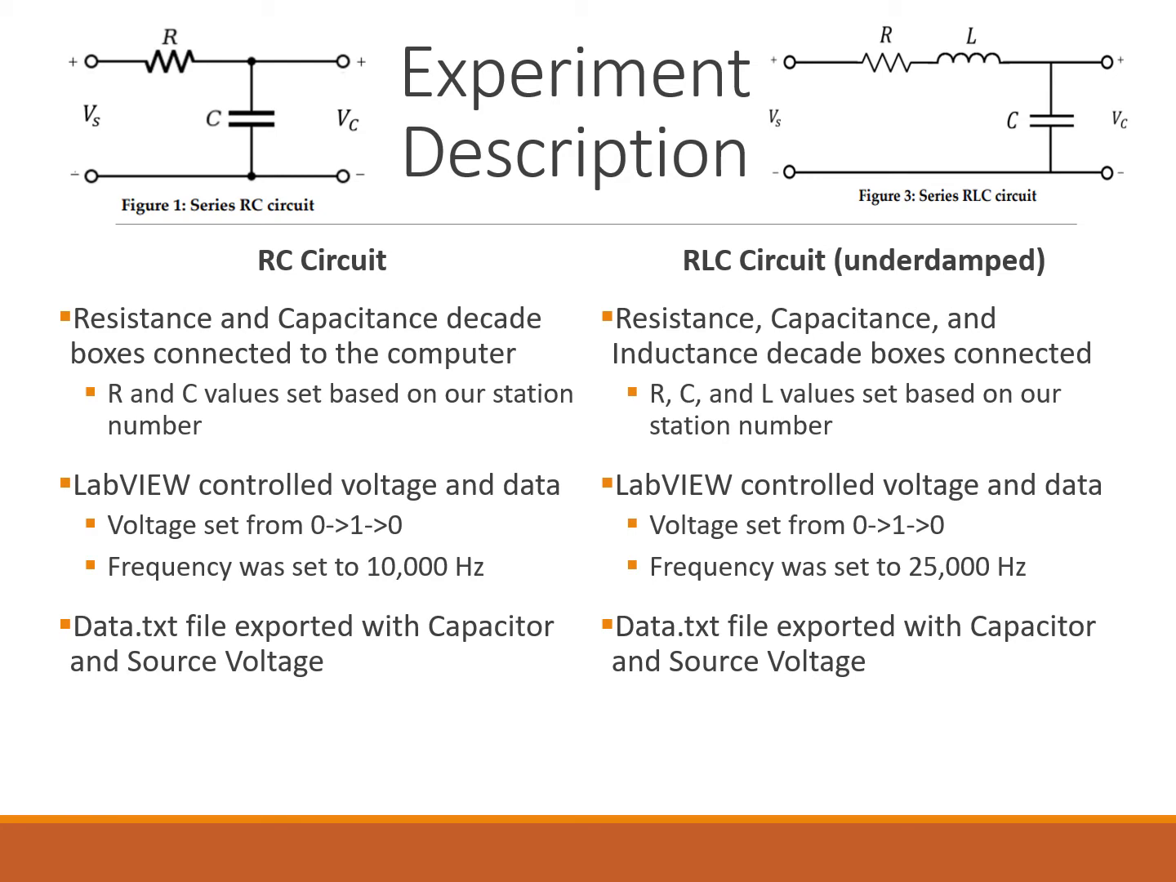The RLC circuit was very similar, but in addition to the resistance and capacitance, an inductance decade box was included in the circuit. Similar to the last time, the voltage and frequency was controlled using LabVIEW, but with the frequency being set to 25,000 Hz this time around. LabVIEW recorded the voltage changing back and forth from 0 to 1 volts, with the capacitor and source voltage being exported in a text file.